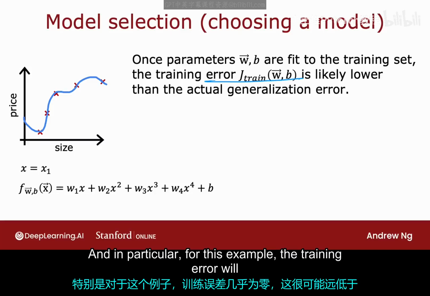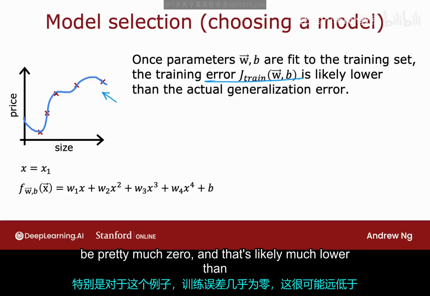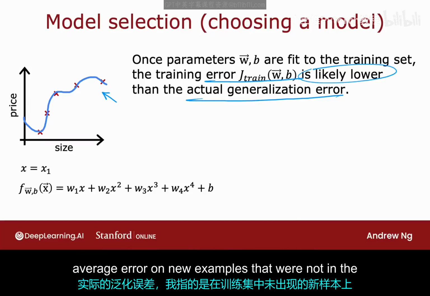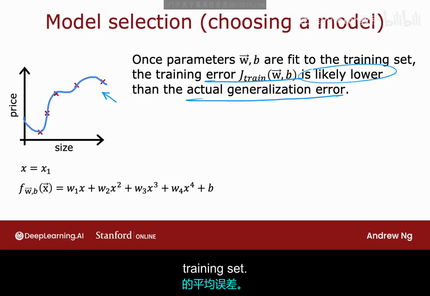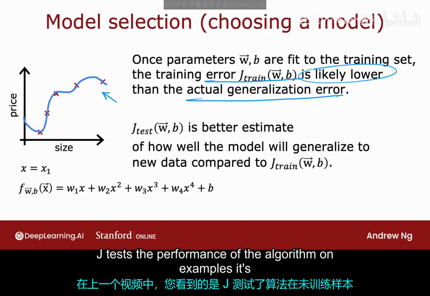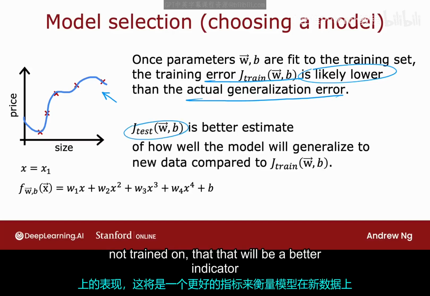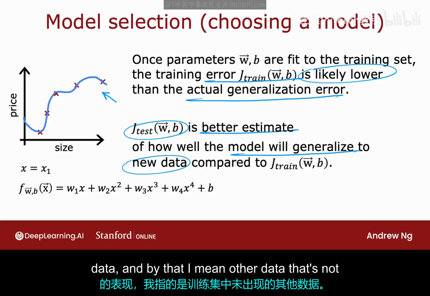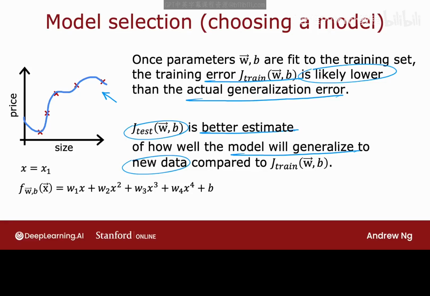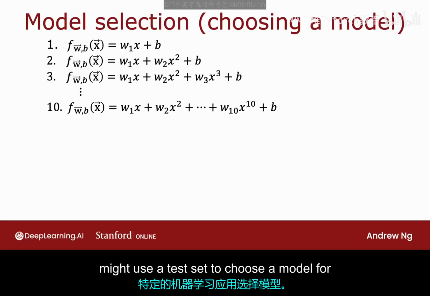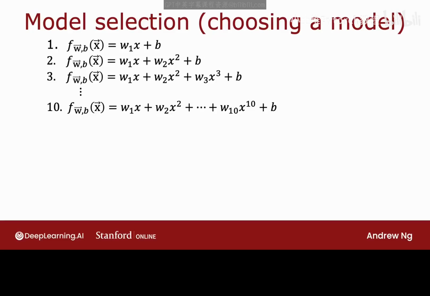And in particular, for this example, the training error will be pretty much 0, and that's likely much lower than the actual generalization error. And by that I mean the average error on new examples that were not in the training set. And what you saw in the last video is that J-test, the performance of the algorithm on examples it's not trained on, will be a better indicator of how well the model will likely do on new data, by which I mean other data that's not in the training set. Let's take a look at how this affects how we might use a test set to choose a model for a given machine learning application.